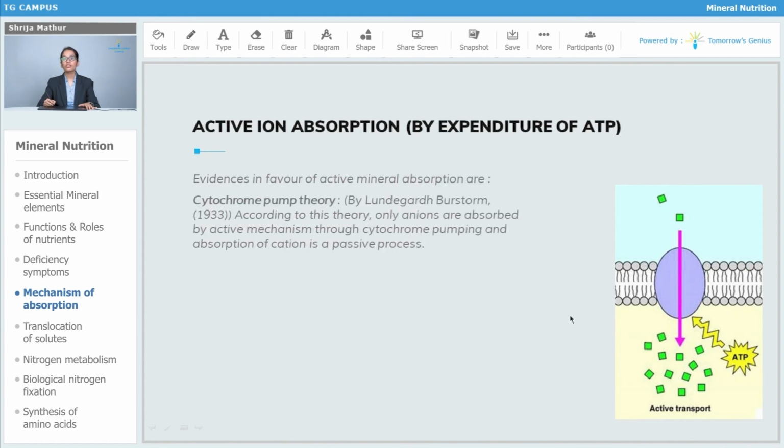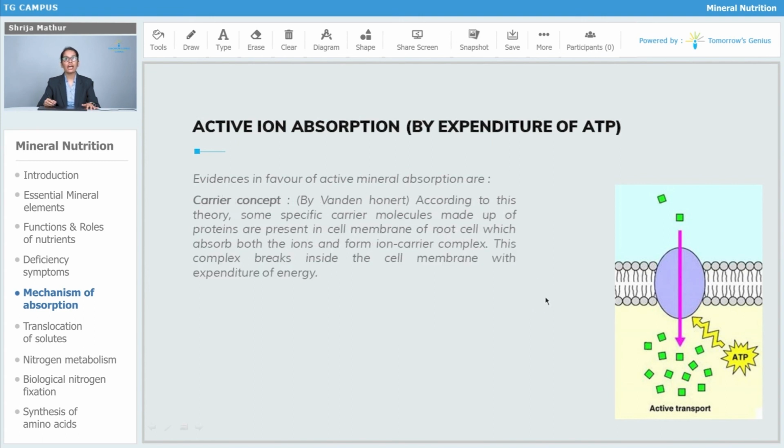So what can be the theories? The first theory was the cytochrome pump theory. It was given by Lundegardh and Burstrom in 1933. According to this theory, only anions are absorbed by an active mechanism through the cytochrome pump, and the absorption of cation is a passive process. So they say only the anions are absorbed by the active process, while the cations are absorbed by the passive process only.